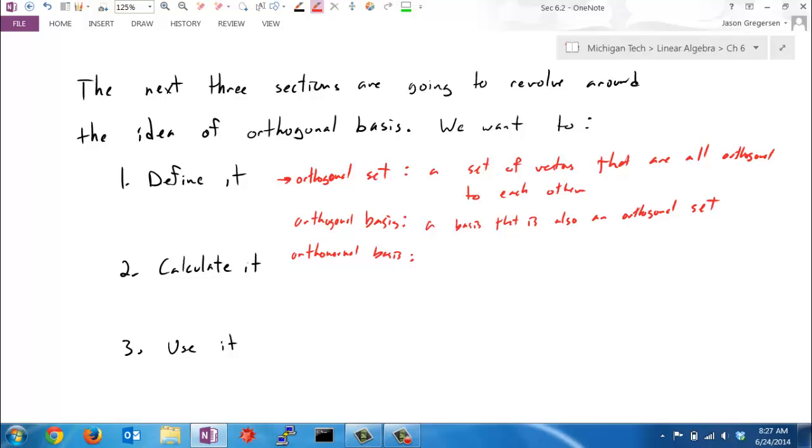So an orthonormal basis is just going to be an orthogonal basis where all the vectors have length 1. Vectors of length 1 are also called unit vectors. Orthogonal basis of unit vectors. We've worked with these before. Anybody give me an orthogonal basis of unit vectors for R3?